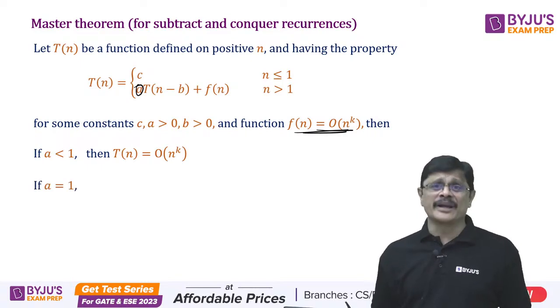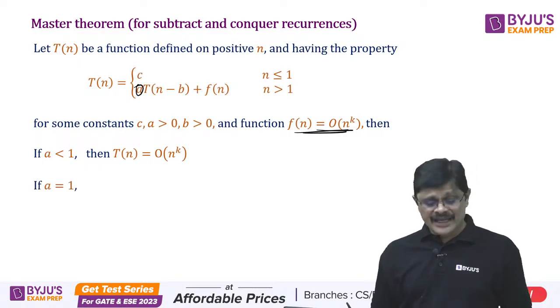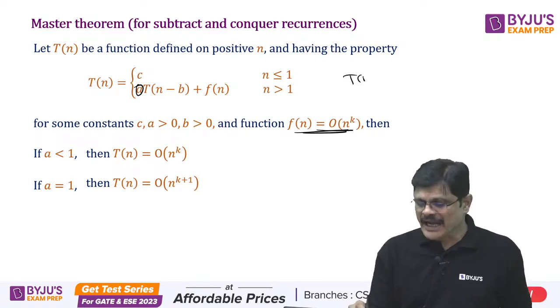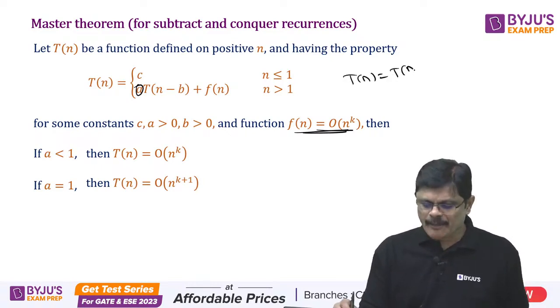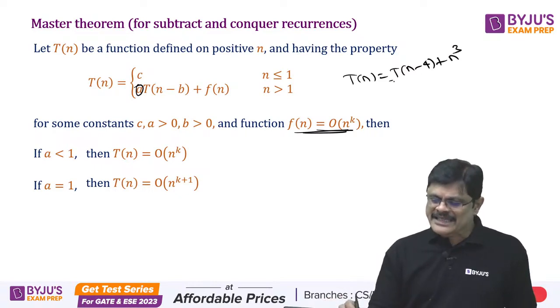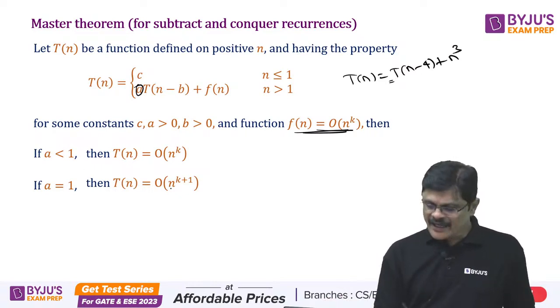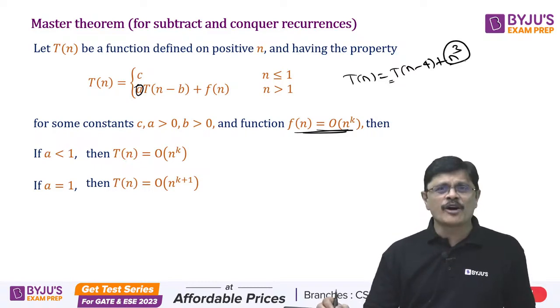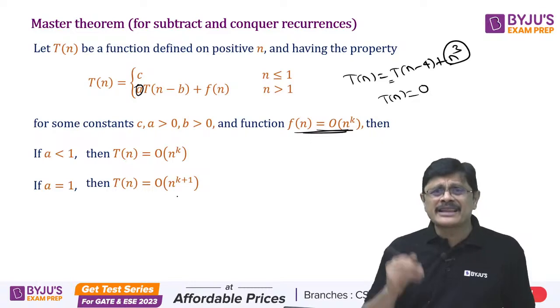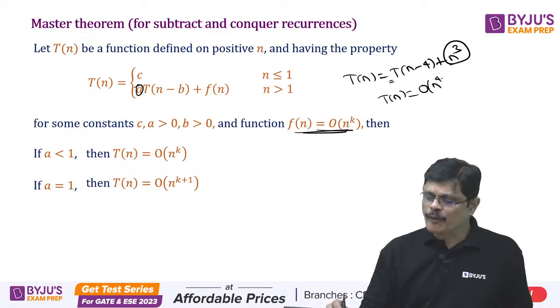But when a is 1, in that particular case, T(n) will be order n power k plus 1. For example, if you have T(n) is equal to T(n minus 4) plus n cube. So here a is 1. What is f(n), sir? f(n) is of order n cube, no? Then T(n) will be of order n power 3 plus 1. It is of order n power 4, my dear friends.